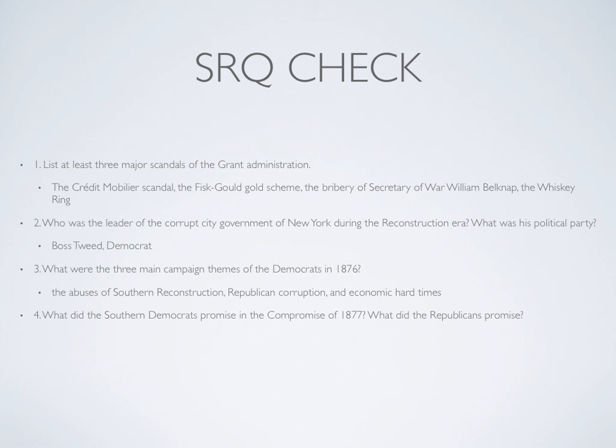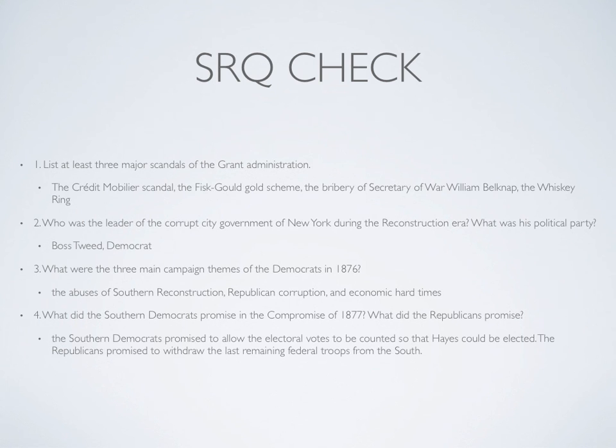What did the Southern Democrats promise in the Compromise of 1877? What did the Republicans promise? The Southern Democrats promised to allow the electoral votes to be counted so that Hayes could become president, and the Republicans promised to withdraw the last remaining federal troops from the South, ending military occupation and Reconstruction. What was the effect of the Civil War and Reconstruction on Southern voting as a whole region? Okay, pretty much we get that Solid South term. The South will vote Democratic until the early 1970s.